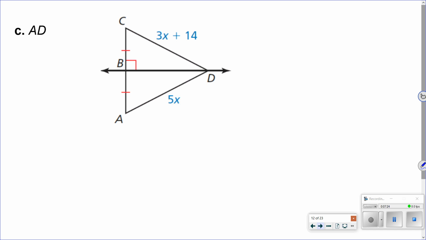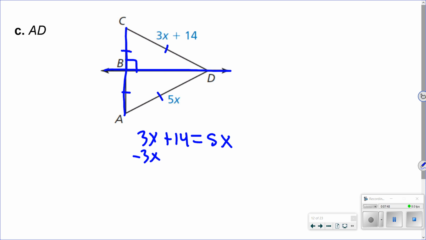Here's one. It wants me to find X. Actually, it wants me to find AD, so I need to find X to find AD. So if you look at this, I know it bisects this segment, and it forms a 90-degree angle. So that is the perpendicular bisector. That means those distances have to be the same. So I'm going to go 3x plus 14 equals 5x, and we're going to solve that.